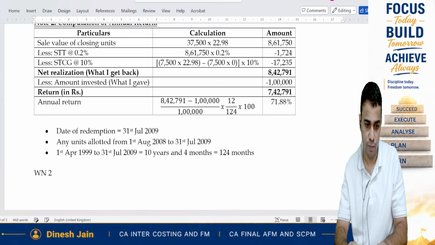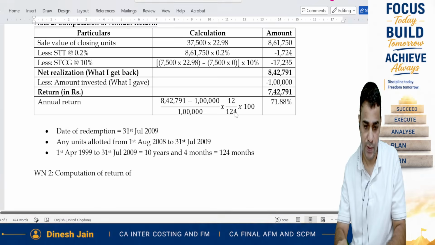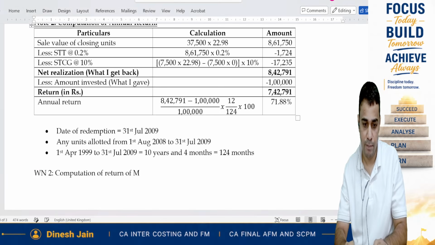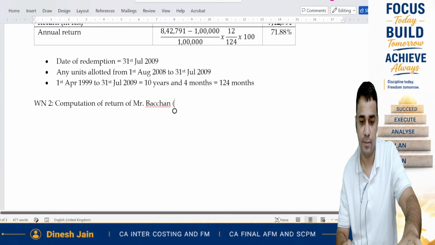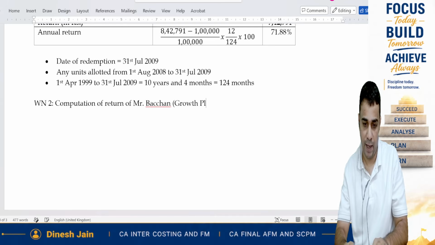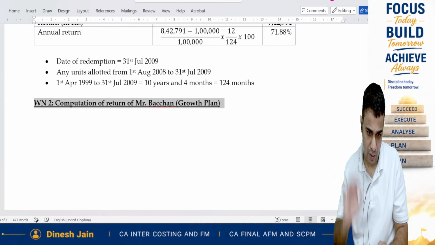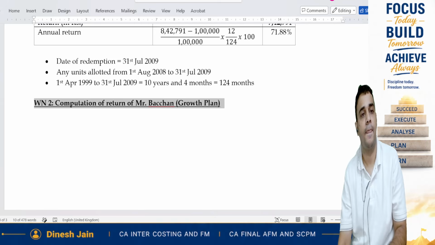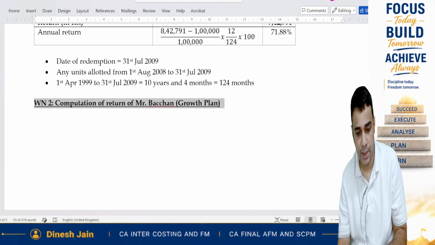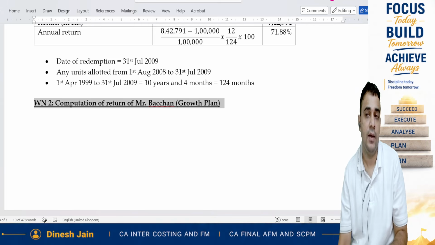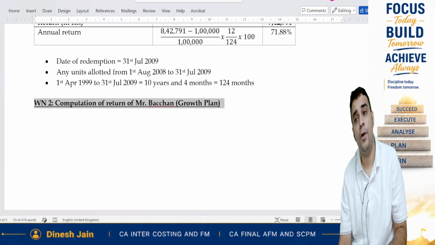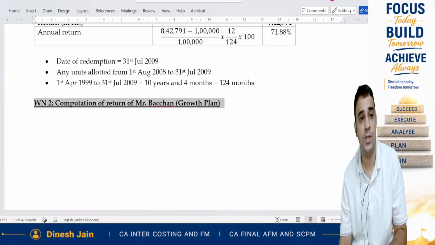Working note 2, computation of return of second investor, Mr. Bachchan. What is the plan he has taken? Growth plan. Will the number of units change in the growth plan?